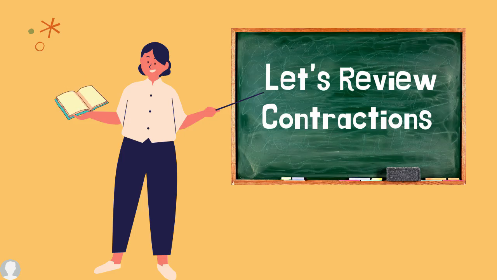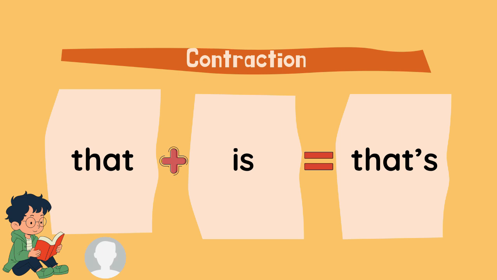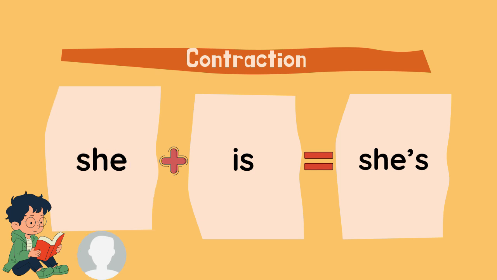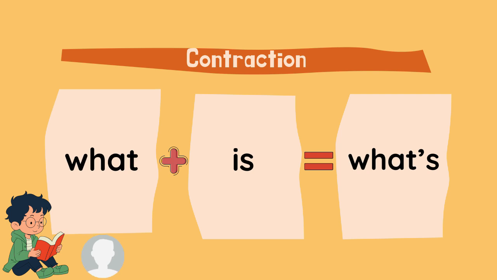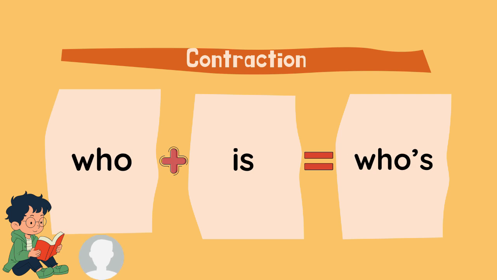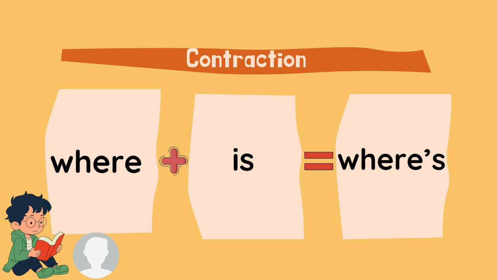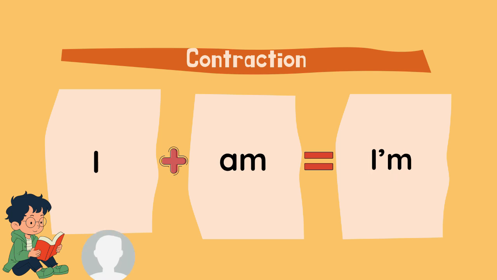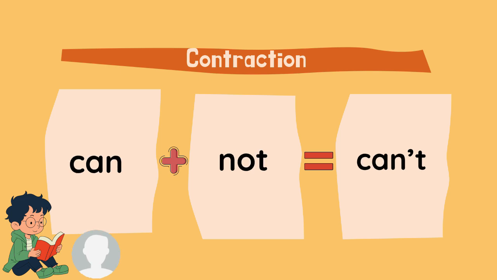Let's review contractions. I want you to say them with me so you can become better at learning about contractions and knowing them very easily. That is, that's. There is, there's. She is, she's. What is, what's. Who is, who's. Where is, where's. Do not, don't. I am, I'm. It is, it's. Can not, can't.